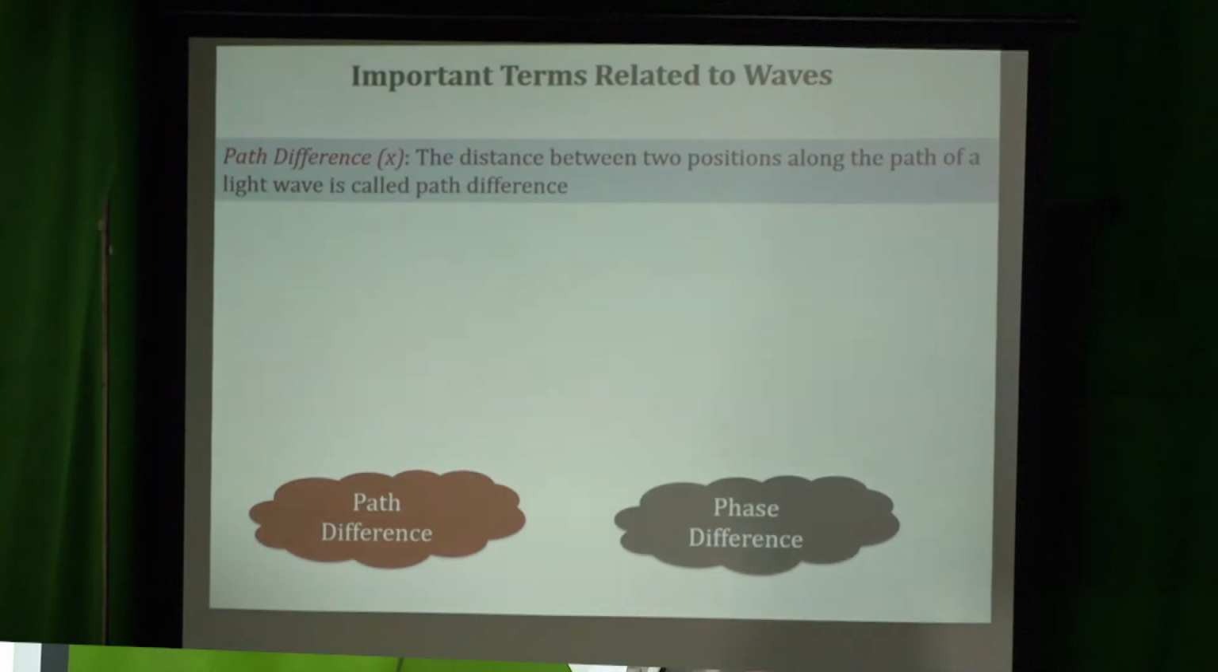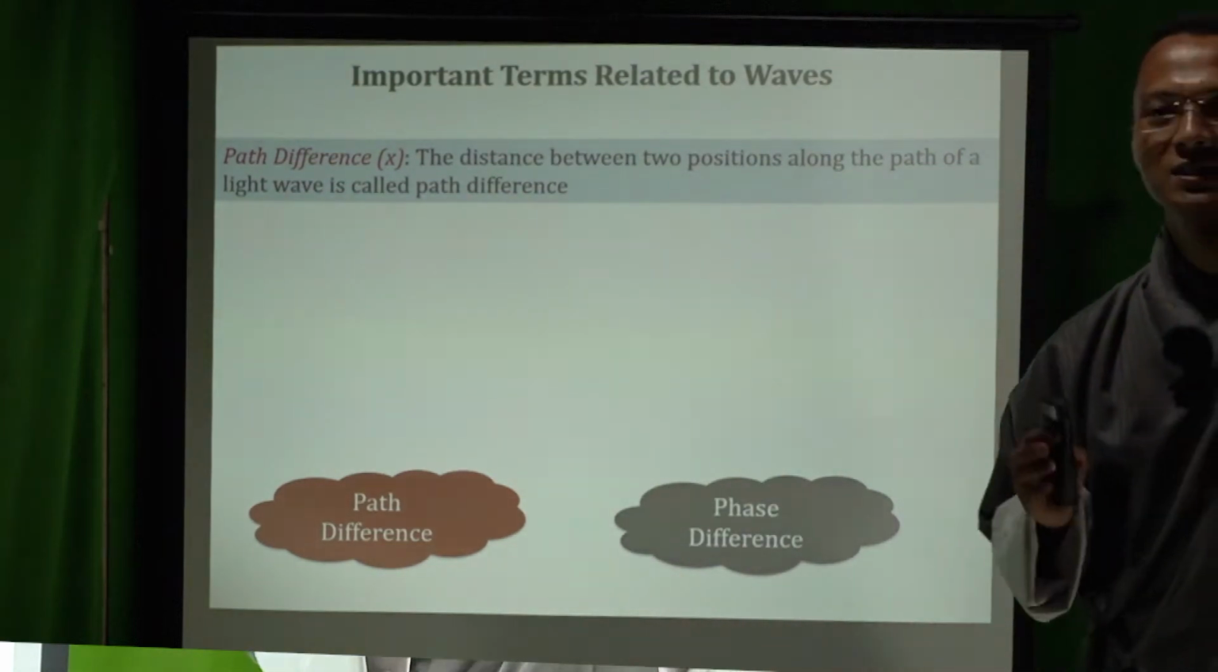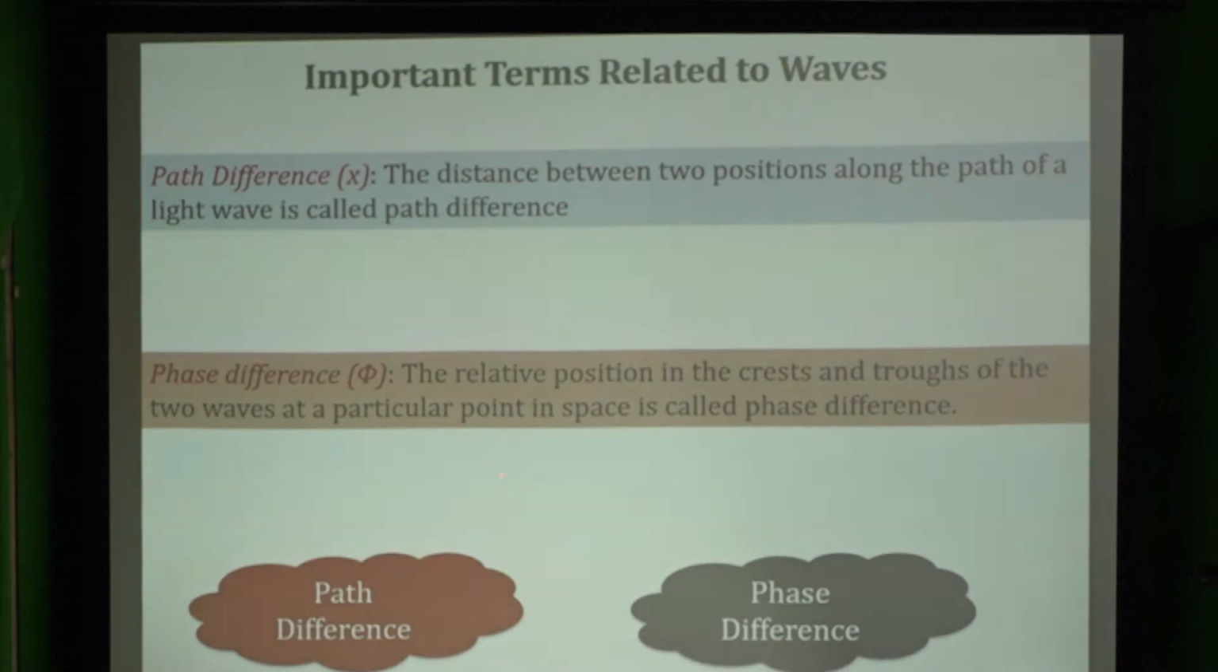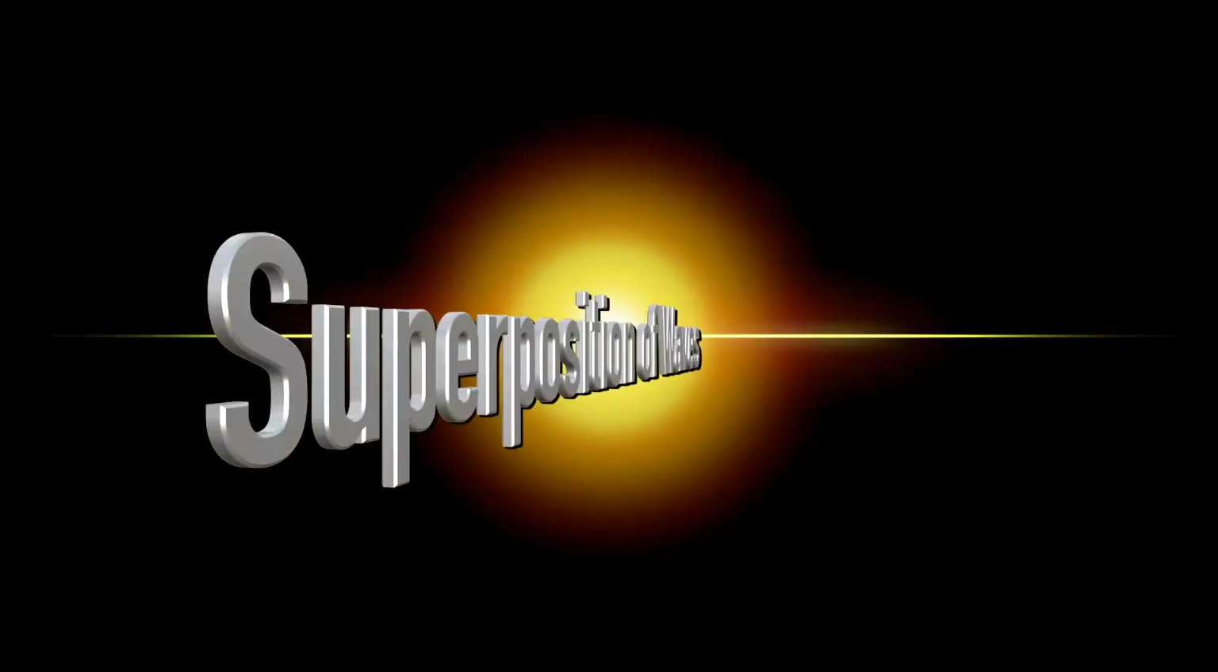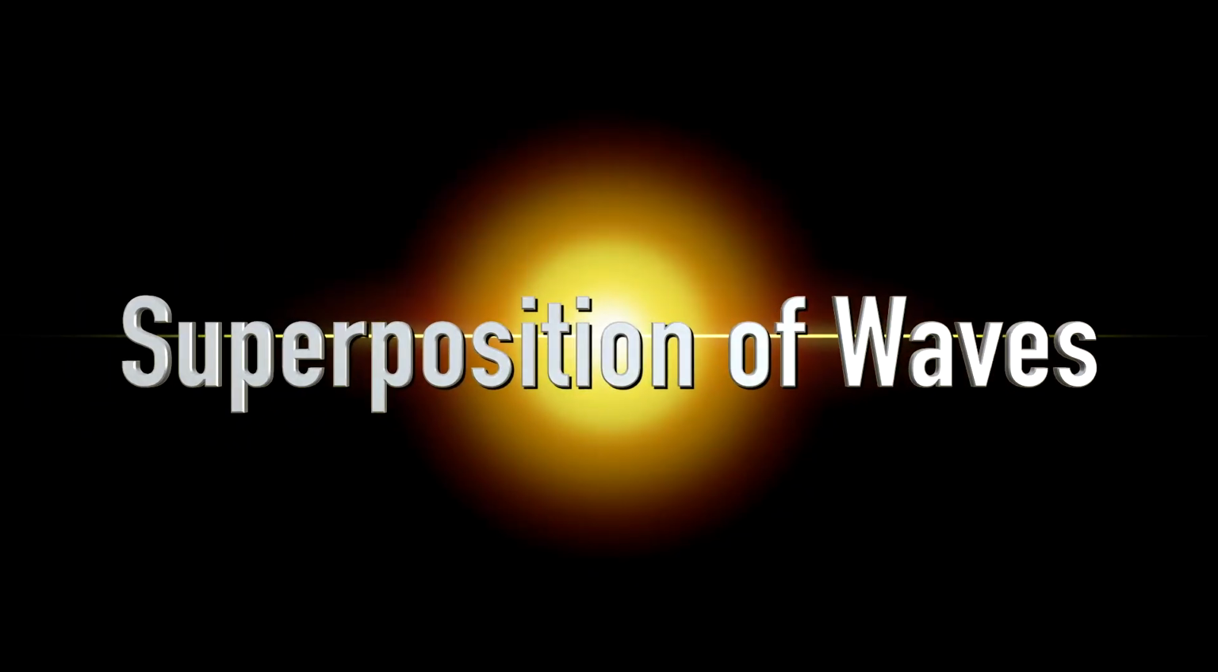And we have phase difference. Phase difference will show difference in angle between the two consecutive crests or troughs in a wave. So in case of phase difference, we will look at the relative position of crest and trough, in which phase difference will indicate the difference in angle between crest and trough, or it can be between crest and crest and trough and trough.